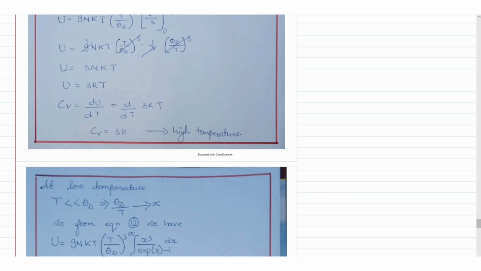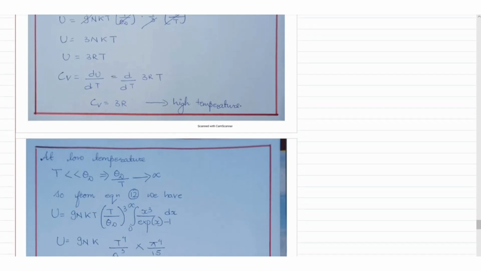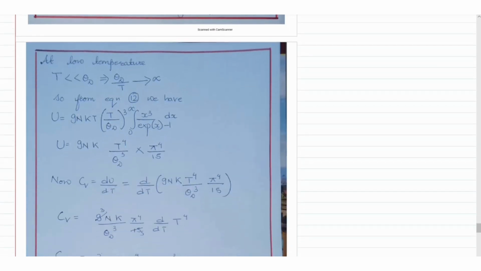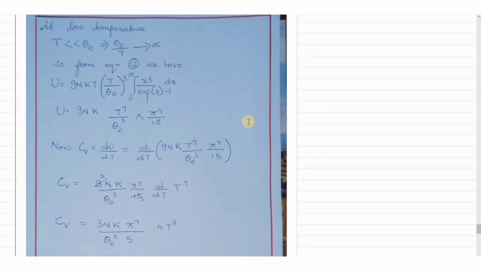So now case number 2, that is at low temperature, T is less than theta_D. This implies that theta_D by T is approximately equal to infinity. So from equation number 12 we can write that u is equal to 9NkT (T by theta_D) whole cube, limit 0 to infinity x cube by (exponential x minus 1) dx.